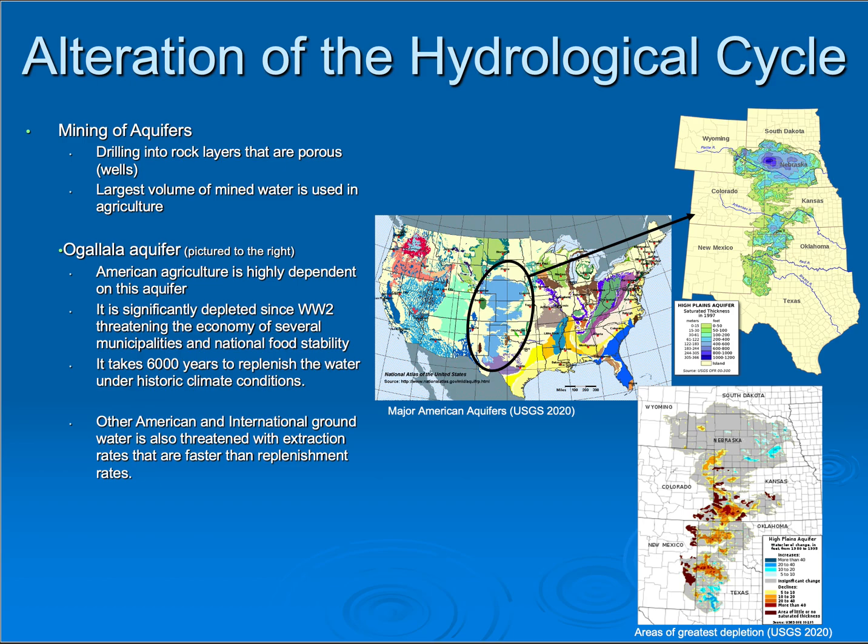Humans alter the hydrological cycle primarily one of two ways with terrestrial water or fresh water. The first one being mining aquifers, or drilling wells and extracting the water within the rock layers beneath the well site.